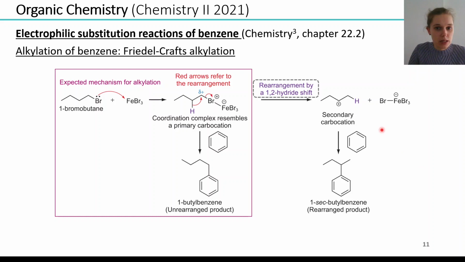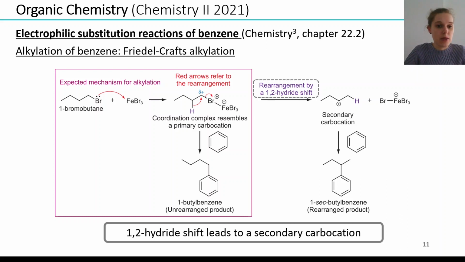And then subsequently, the electrophilic substitution reaction with benzene follows. So we can see that we end up with this sec-butyl benzene. And this product is also called rearranged product. So what is now important about the Friedel-Crafts alkylations? There is a 1,2 hydride shift taking place, which leads to a secondary carbocation, which is more stable compared to the coordination complex. And then the reaction product will be the rearranged product.